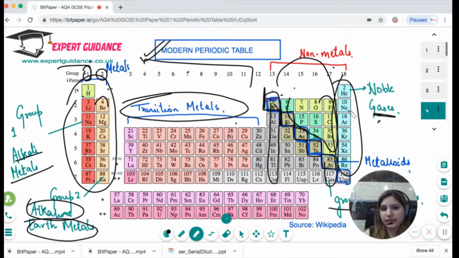Okay, now in the exam they can give you the periodic table and then ask you to give an example of a transition metal, a metal, alkali metal, noble gas, or alkaline earth metal. So just looking at the periodic table, there's nothing to memorize in that. You can easily give the answer.